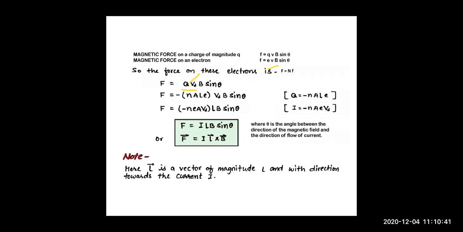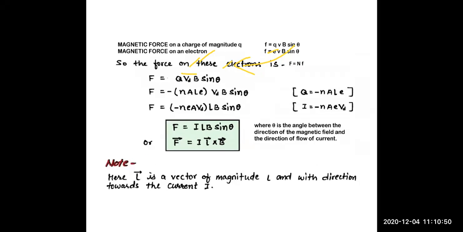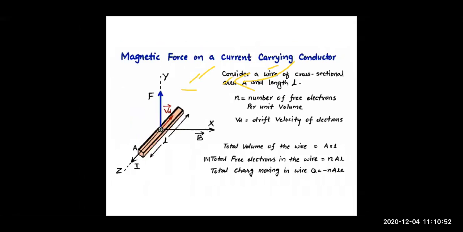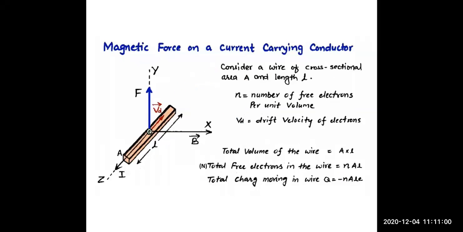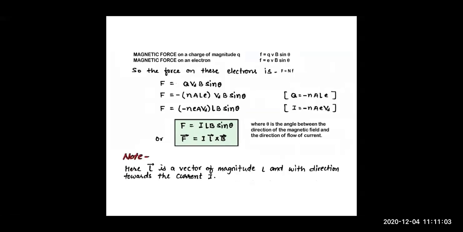So it is Vd B sine theta. So this equation can be written as QVd B sine theta. Now the value of Q can be taken from here. Instead of Q, can I write minus NeAL? Yes. So instead of Q, we are going to substitute minus NeAL. So here you can see we have substituted minus NeAL instead of Q. Rest things are same, that is Vd B sine theta.